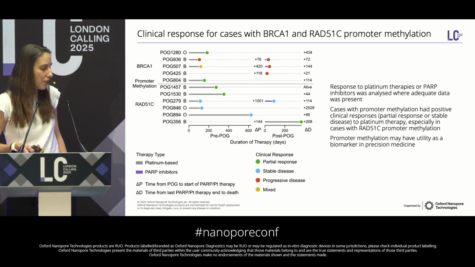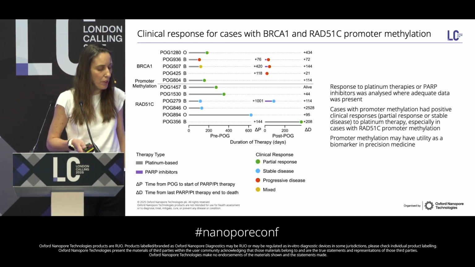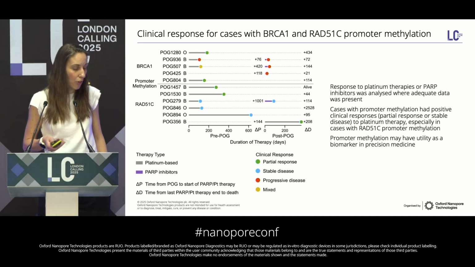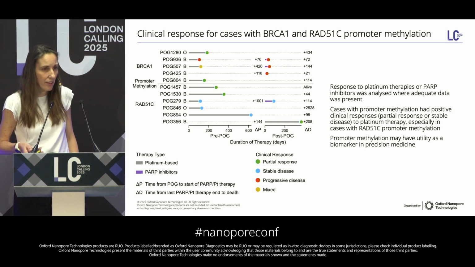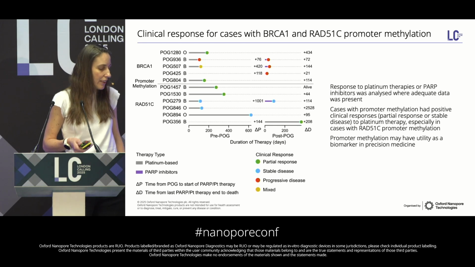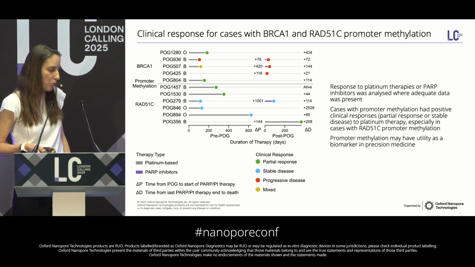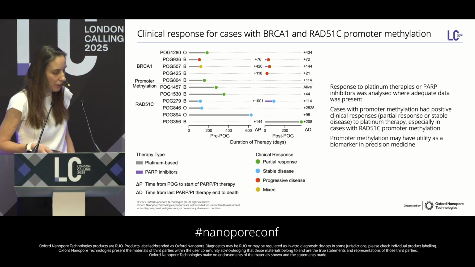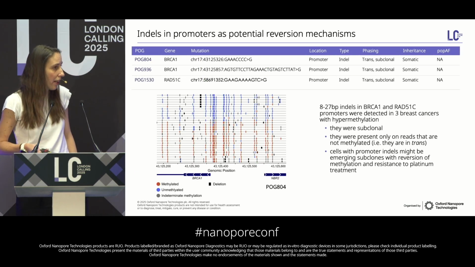So what you can see for these patients who have BRCA1 or RAD51C promoter methylation, they have a long platinum duration and good clinical response, usually partial response or stable disease. And the stable disease for metastatic patients is a very good response. So we generally see that the patients who have promoter methylation tend to respond to platinum treatment, especially with RAD51C promoter methylation.